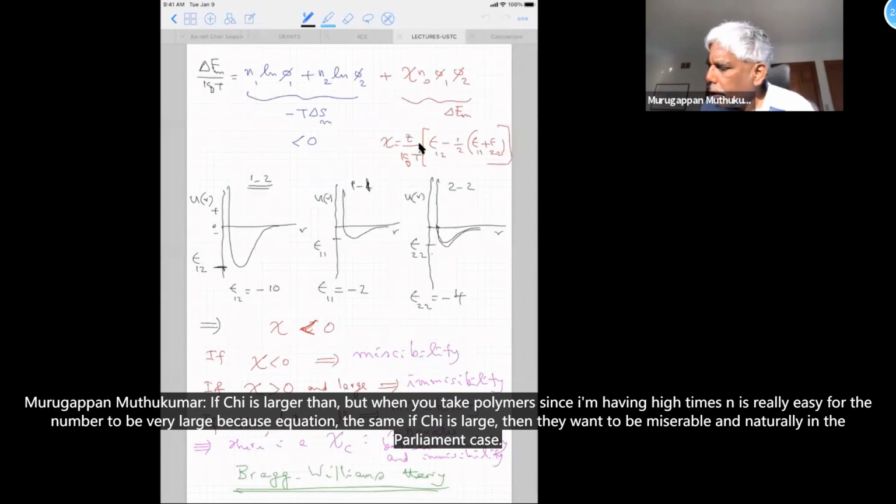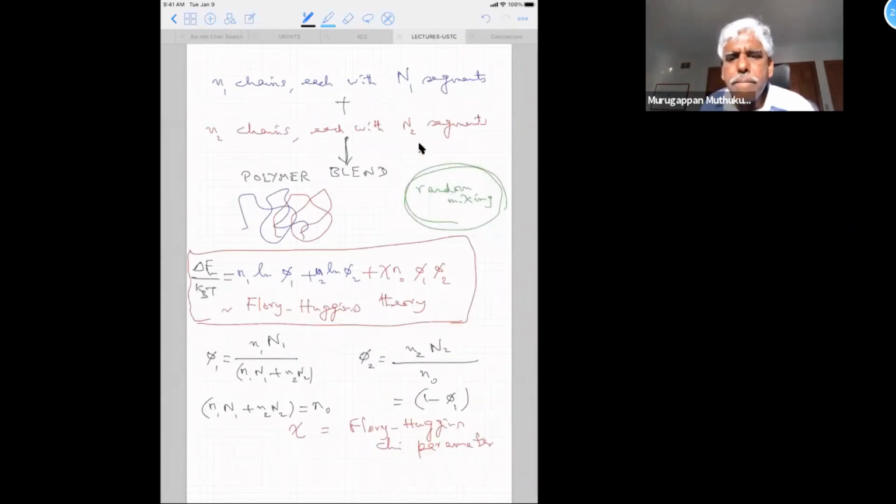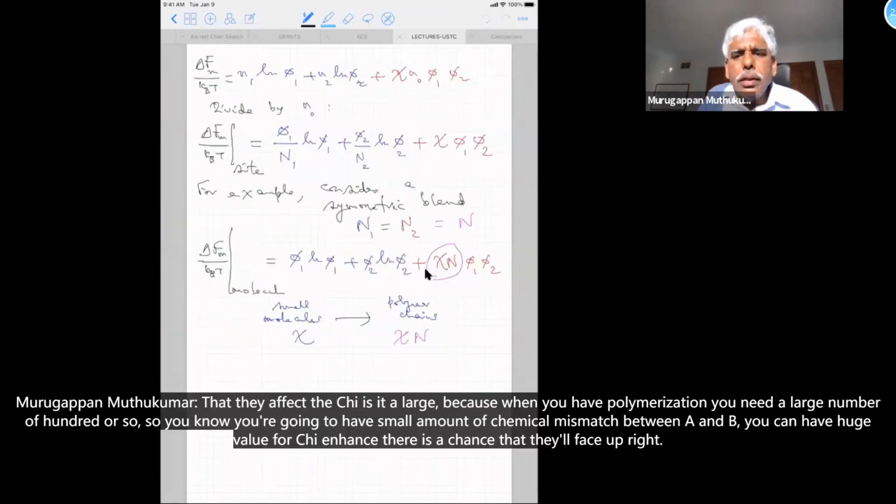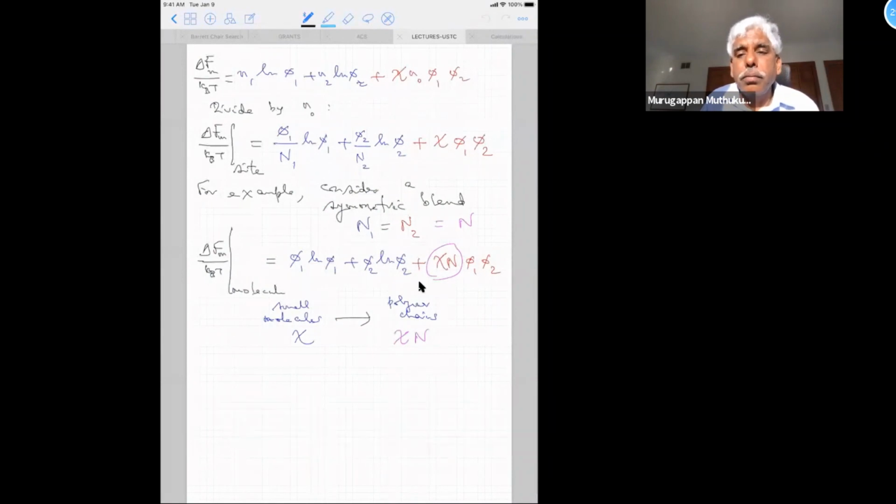And naturally, in the polymer case, the effect of chi is large because when you have polymerization, n is a large number, 100 or so. So even though you have a small amount of chemical mismatch between A and B, you can have a huge value for chi, and hence there is a chance that they'll phase separate.